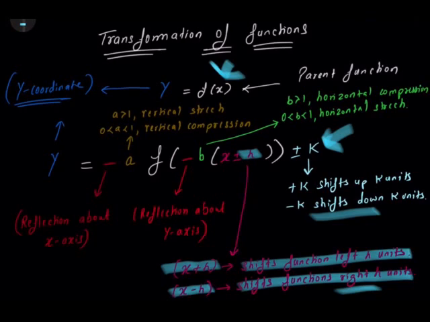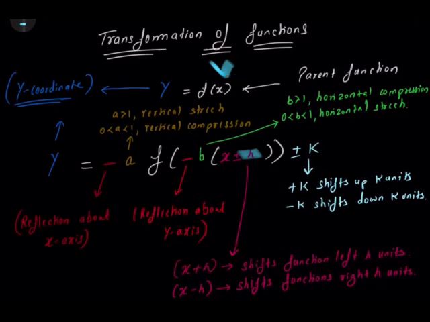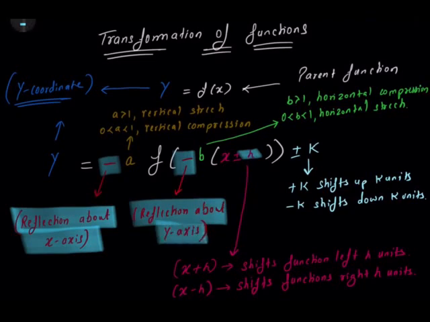Apart from that, what other transformation we can see over here is a negative sign. If there is a negative sign in front of our function, it's going to reflect about the x-axis. If it is inside the function, it's going to reflect across the y-axis.